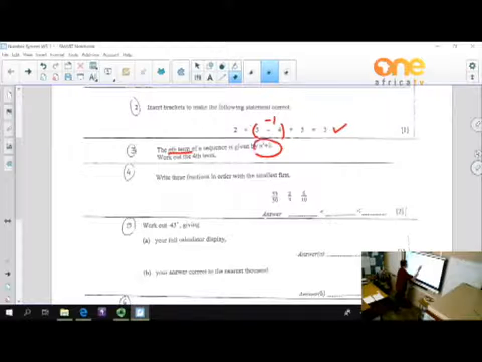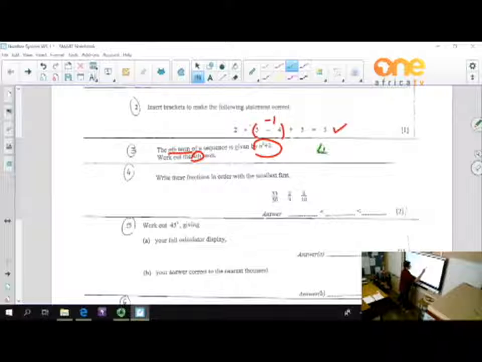And they provide you with a formula, n squared plus 2. N stands for any number, the 5th term, the 4th term, the 10th term. That's what n stands for. And now they want the 4th one, so all that we're going to do is to substitute. So 4, it's important that you always substitute in brackets, 4 squared plus 2, and the answer is then 18.